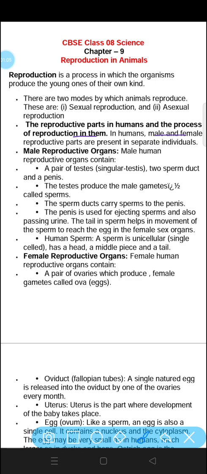In humans, male and female reproductive parts are present in separate individuals. In males, the reproductive parts are different, and in females, the reproductive parts are different. So we will start with the male reproductive organs. The male human reproductive organs are a pair of testes, two sperm ducts and a penis.